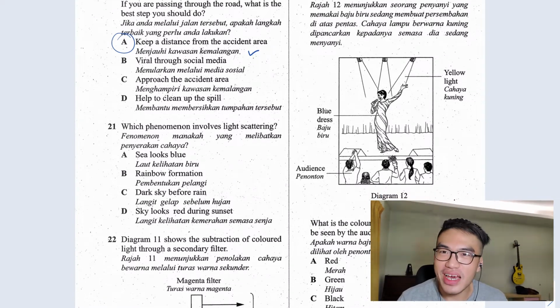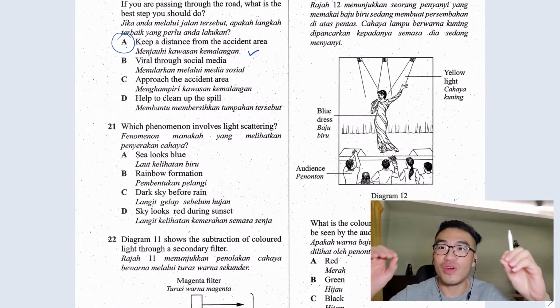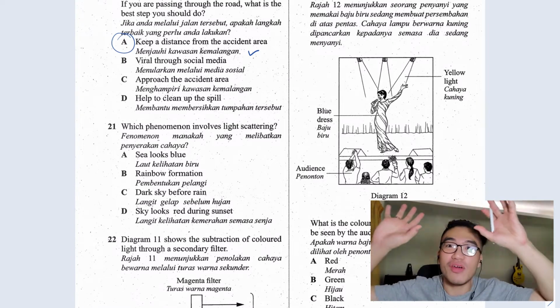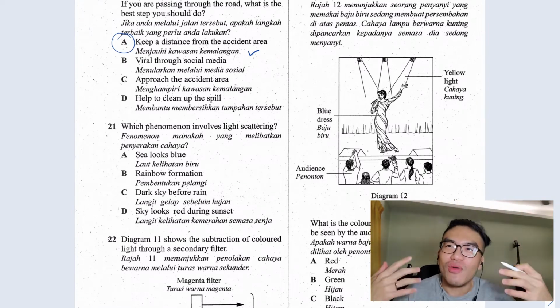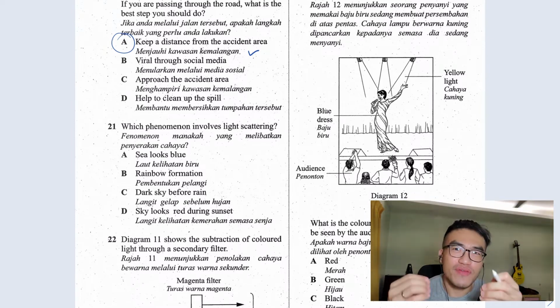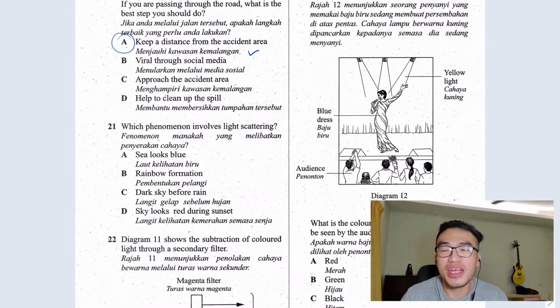Alright, what is light scattering, by the way? Light scattering is when you have a color of light that goes everywhere, making something a color. For example, the sky. Why is the sky blue? Because you have blue colors scattered everywhere, that's why it looks blue.